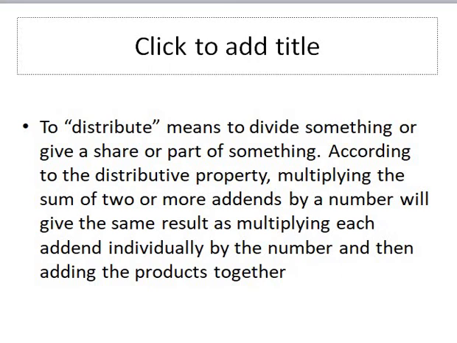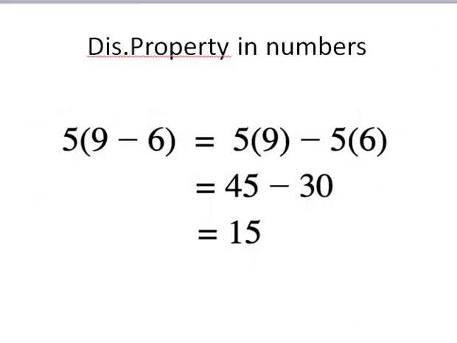According to the distributive property, multiplying the sum of two or more addends by a number will give the same result as multiplying each addend individually by the number and then adding the products together. What do I mean by that? I mean this exactly. If you want to multiply 5 times, and we open parentheses, 9 minus 6, you have the choice to solve it by two methods, okay?